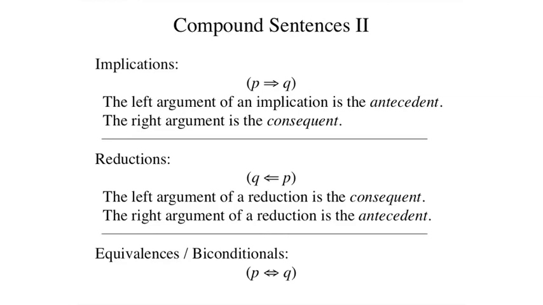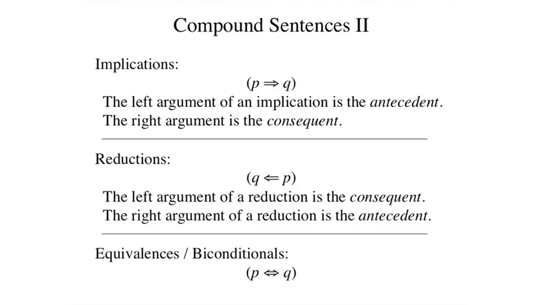An implication consists of a pair of sentences separated by the implication operator and enclosed in parentheses. The sentence to the left of the operator is called the antecedent, and the sentence to the right is called the consequent. The implication of P and Q is shown here in the example at the top.